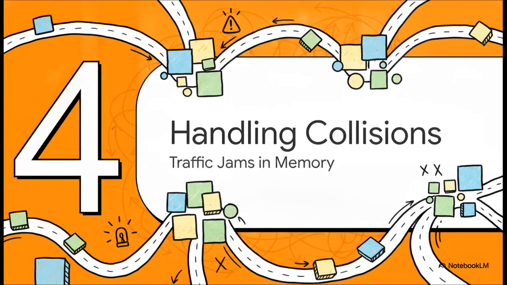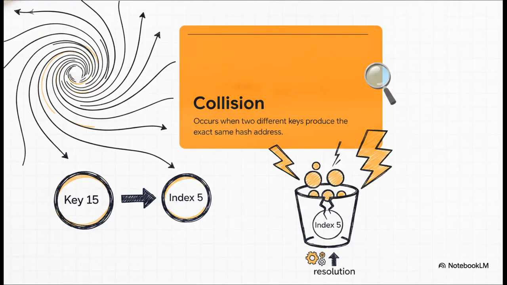Moving on to Section 4, handling memory collisions. What happens when we hit a traffic jam? So here's the narrative plot twist. We're trying to map a virtually infinite number of possible keys into a finite amount of memory. Eventually, inevitably, two different keys are going to produce the exact same hash address. It's like two librarians trying to shove completely different books into the exact same spot on the shelf. We call this a collision.